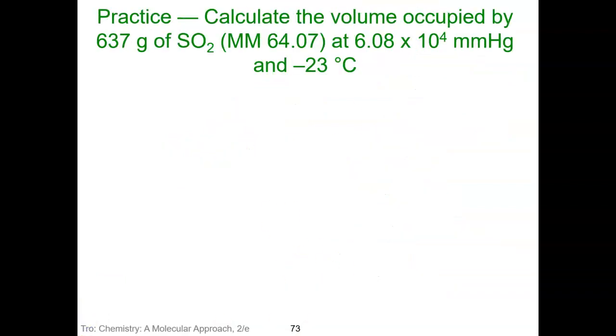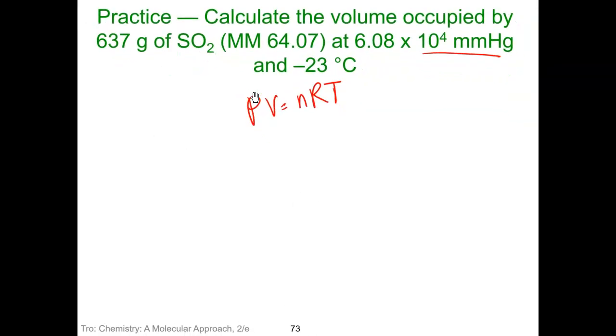Another one: calculate the volume occupied by 637 grams of SO2, and they gave you the molar mass, at that pressure and that temperature. Again, PV equals nRT. That's our go-to for everything. So we've got a pressure. We'll look at the molar mass in a minute. We've got a temperature. We want volume, and we have 637 grams. Well, we can just go from grams to moles, right? That's easy peasy. We always have R.